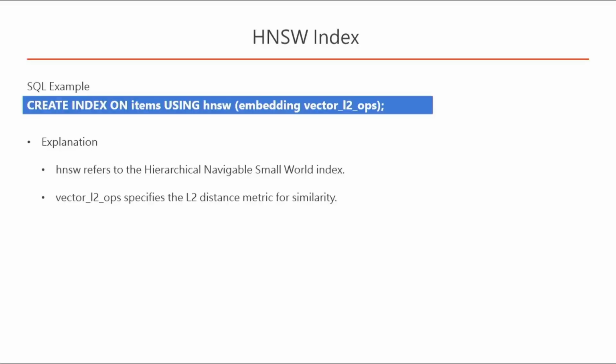We also have an example if you want to create an HNSW index. This is an SQL example, and there are also two keywords. The first, hnsw, refers to the hierarchical navigable small world index. The second, vector_l2_ops, specifies the L2 distance metric for similarity.